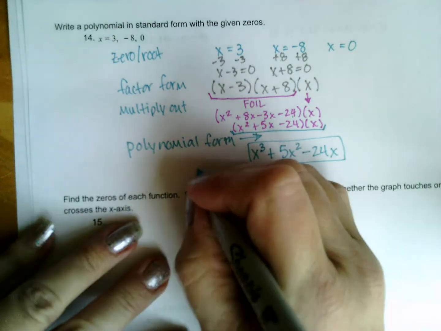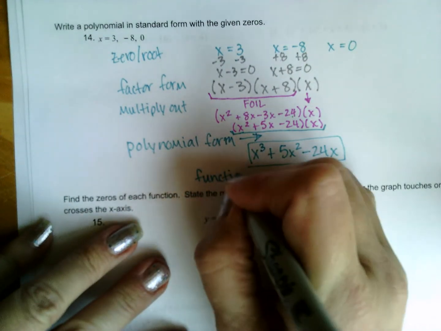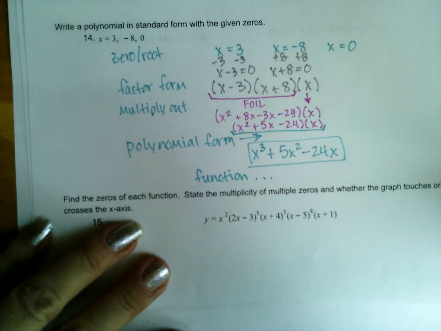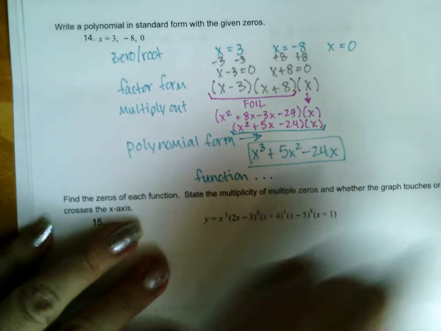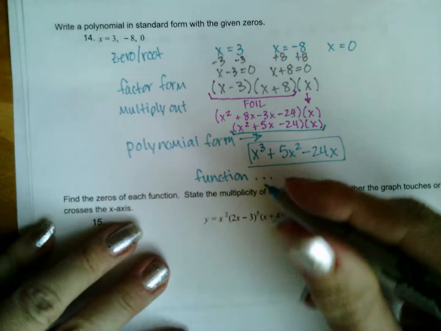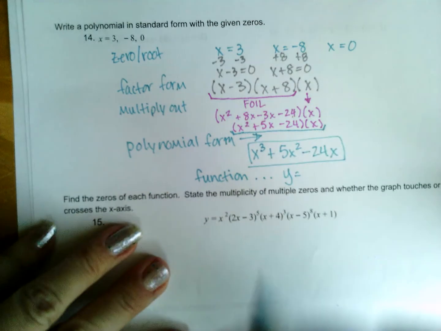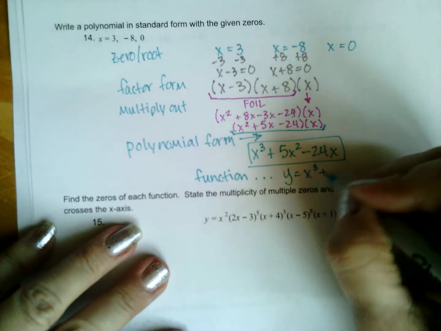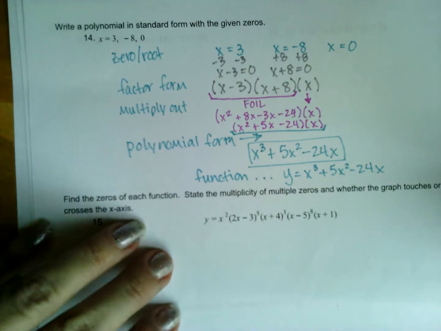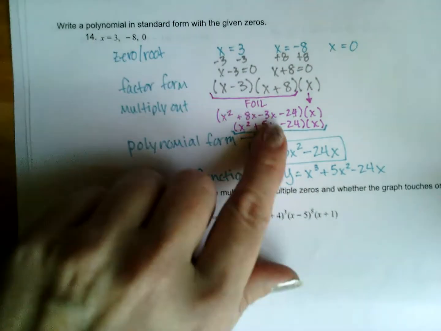If they asked me for a function that had those zeros, I would have to do what? Do you remember? In order for it to be a function, it can't just stand alone by itself. It has to also have the y equals. So if it needed to be in function form, we'd have to tack on that y equals. But this one just said polynomial, so we're good with that.